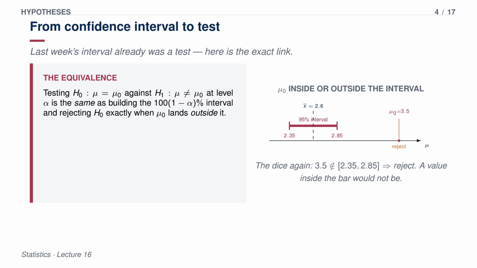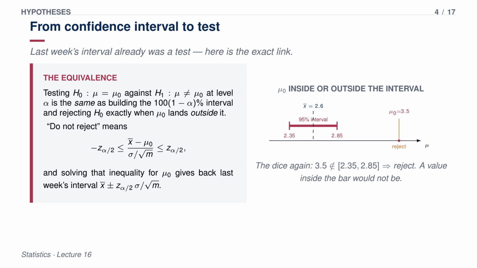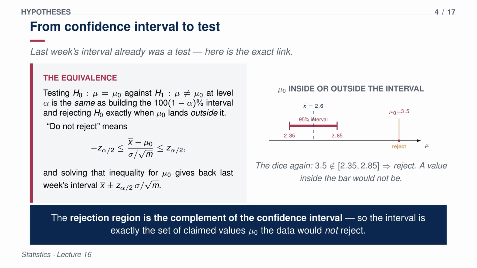Let me make the link between interval and test exact, because it's the heart of the lecture. Testing mu equals mu naught against not equal at level alpha is the same as building the interval and rejecting when mu naught lands outside it. Here's the algebra in one breath. Do not reject means the standardized mean, x bar minus mu naught over sigma over root n, sits between minus z alpha over 2 and plus z alpha over 2. Solve that inequality for mu naught, and you get back exactly last week's interval, x bar plus or minus z alpha over 2 times sigma over root n.